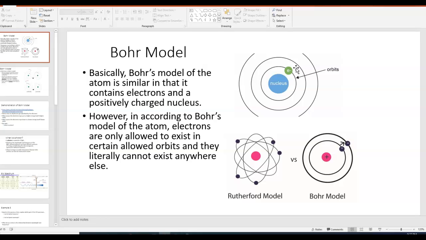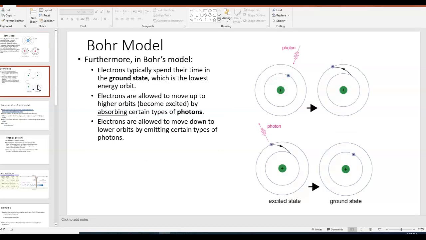So in Bohr's model, you have these electrons orbiting the nucleus, and the electrons can only exist in these certain allowed orbits. Now, to go on from there, the electrons can actually jump from one orbit to another orbit. Let's talk more about that.